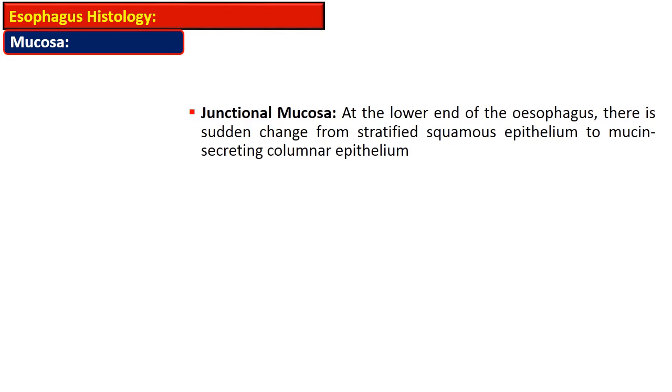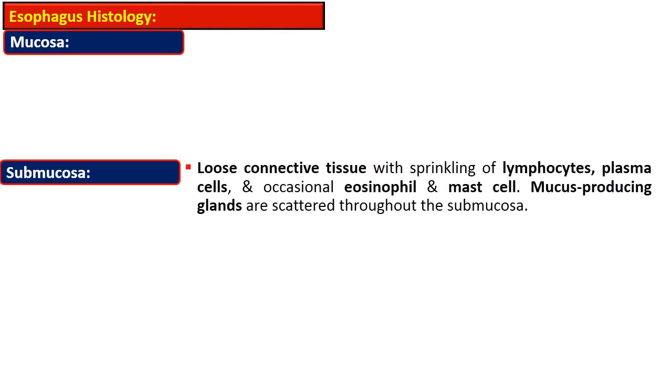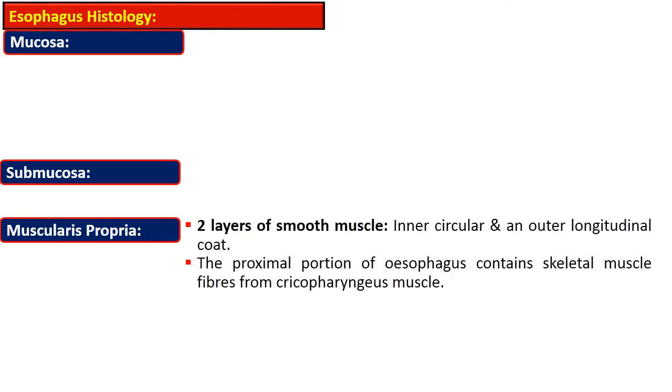The lower 0.5 to 1.5 centimeter of the esophagus shows mucin secreting columnar epithelium that is termed as junctional mucosa. Submucosa is composed of loose connective tissue in which lymphocytes, plasma cells, eosinophils and mast cells are sprinkled. The mucus producing glands are scattered throughout the submucosa.